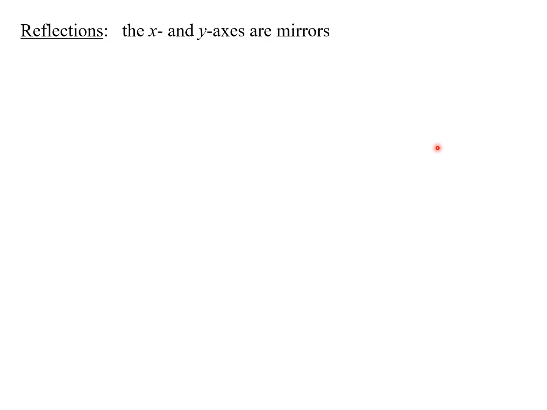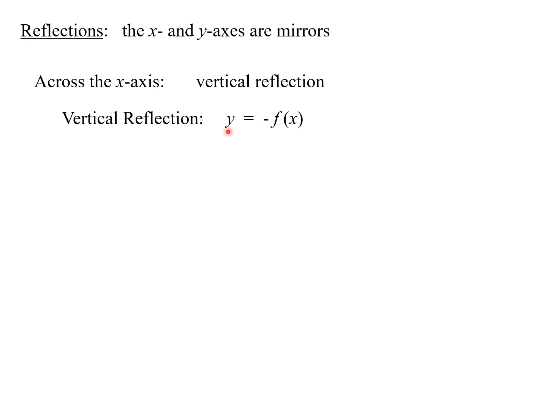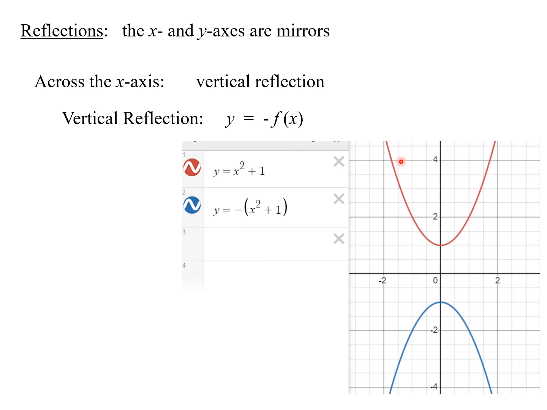All right, on to the last transformation, and that's a reflection. The reflection involves the axes, so the x and y axes are mirrors. Across the x-axis, it will be a vertical reflection. Under that condition, you put a negative sign out in front of the f of x. As an example, we can use the function x squared plus 1, and just put a negative sign out there, and that takes all the values that were above the x-axis and moves them below the x-axis. So it just reflects it across the x-axis. Just put a negative sign out in front of the function. That takes the positives to negatives, and vice versa.